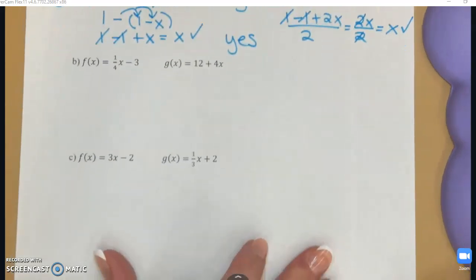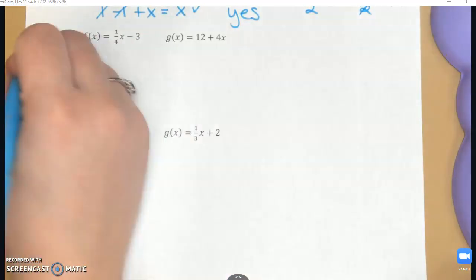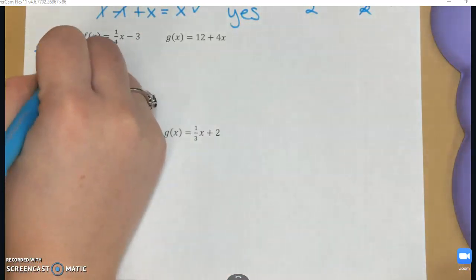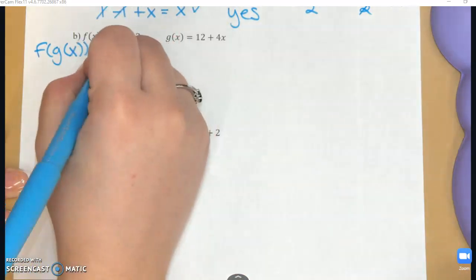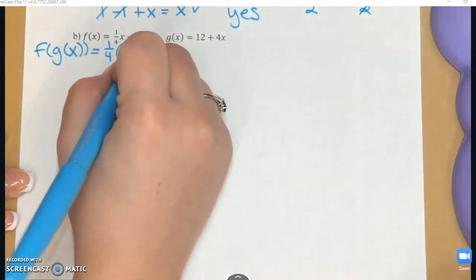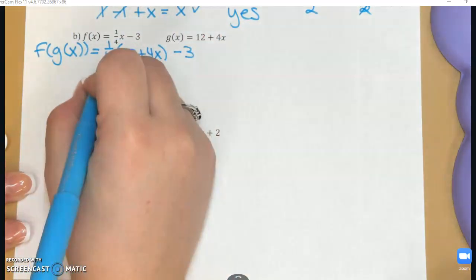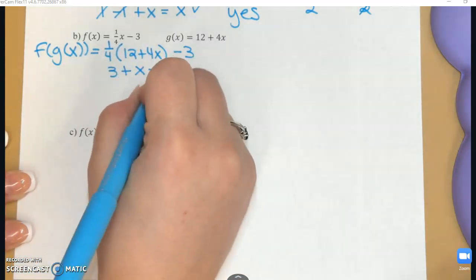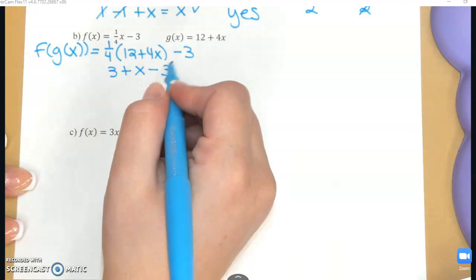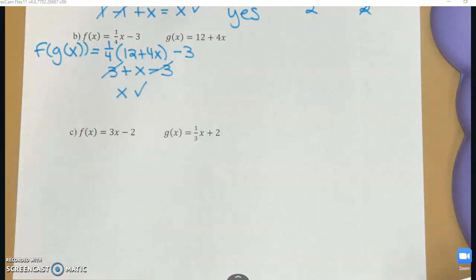Let's do that once again on example B. Again, two functions, we're going to do composition both ways. Let's do f of g first. I'm going to take all of g and plug it in right here for x. So 1/4 times (12 plus 4x) minus 3. I'm going to distribute that 1/4. 1/4 times 12 is 3. 1/4 times 4 is just going to give me x. Then I still have that minus 3 on the outside. 3 and -3 add to 0. So my end result is just x, which is what we're hoping to see.